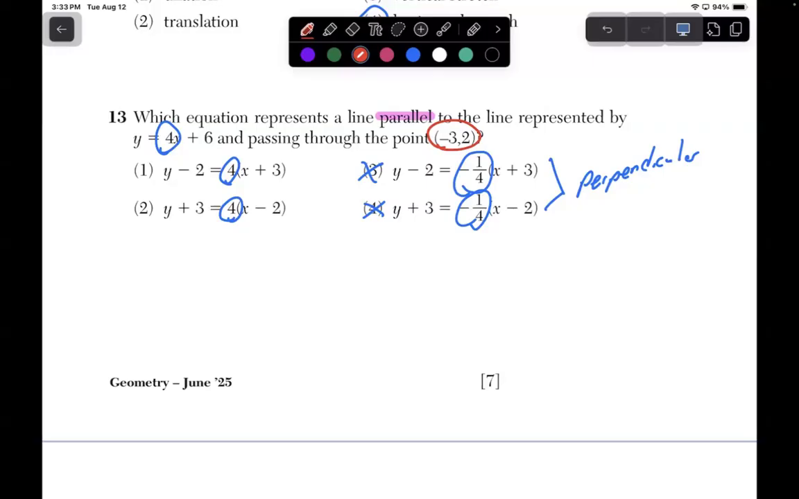So the y is 2 and the x is -3. So it would be 2, -3. 2 minus 2, does that equal 4 times -3 plus 3? Yeah. So it's number 1.